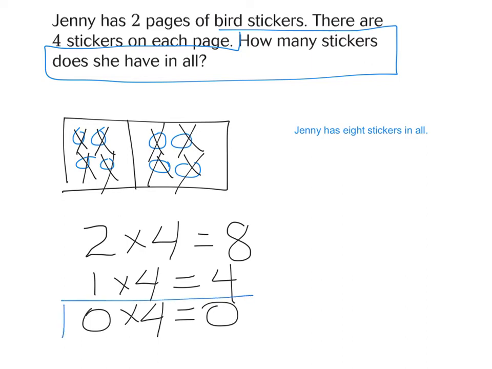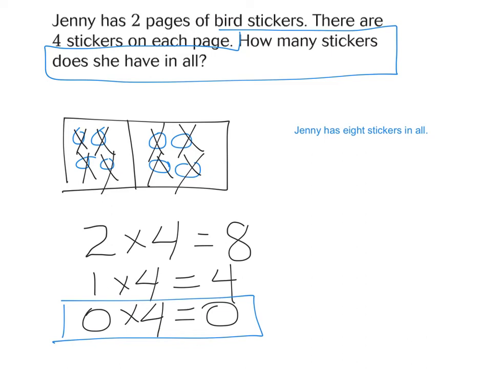Let's take a closer look at this multiplication equation. 0 times 4 equals 0. What does each number in 0 times 4 equals 0 tell you? Well, the factor 0 tells you that there are no sheets of stickers. The 4 tells you that there were 4 stickers on a sheet. And the product 0 tells you that there are no stickers.